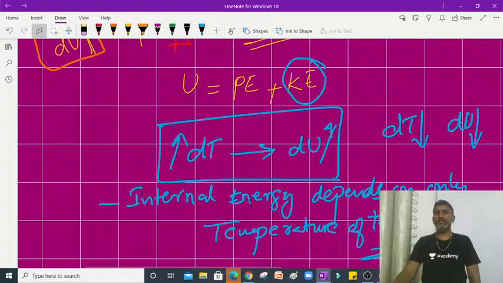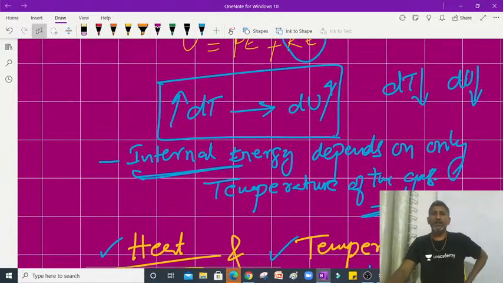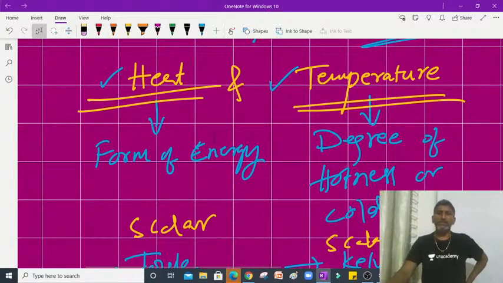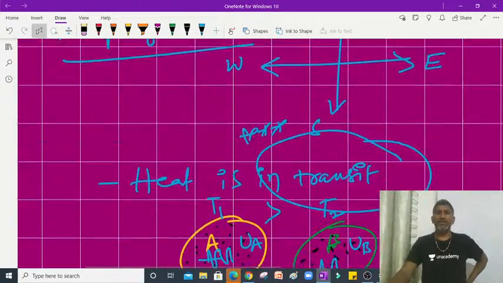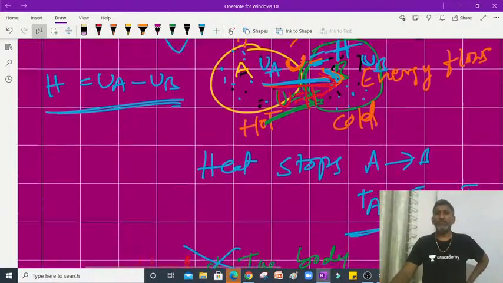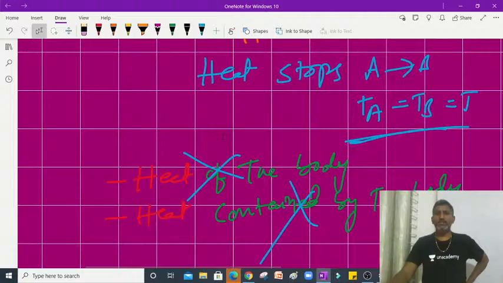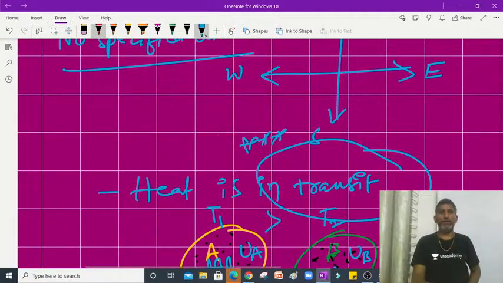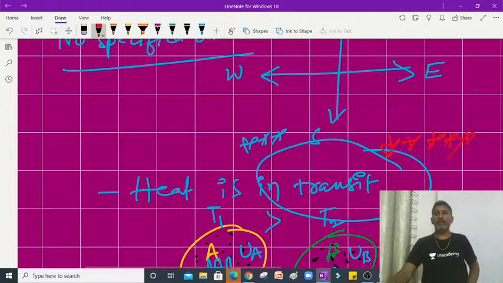And we also discussed that internal energy depends only on temperature. As temperature increases, internal energy increases. As temperature decreases, internal energy decreases. We also saw the differences between heat energy and temperature, and both are scalars. And we saw the definition of heat energy, how it flows, and that it is always in transit. That statement is very important. Always heat is in transit, right friends?